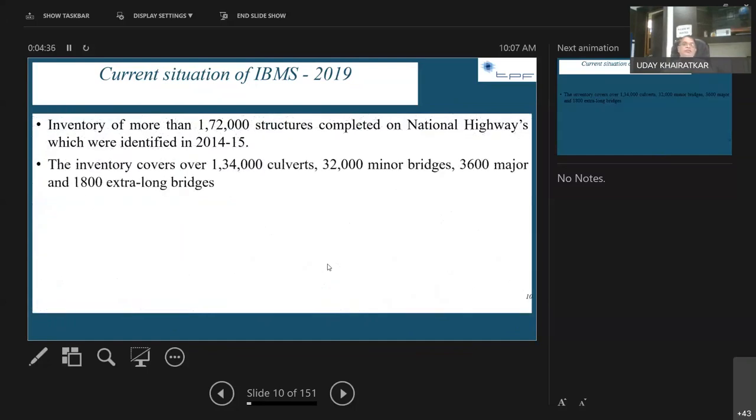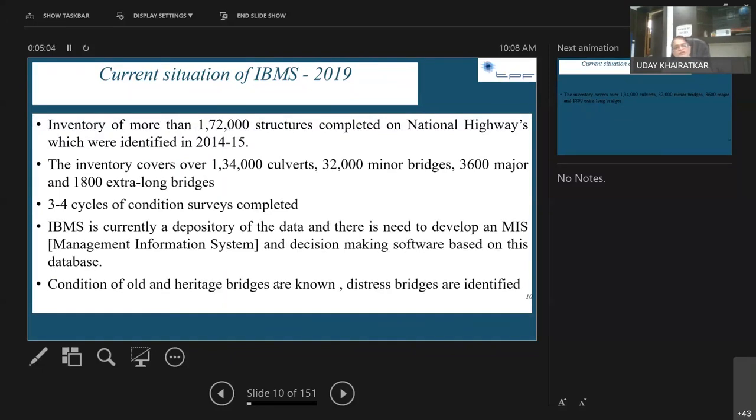Currently, as of 2019, an inventory of more than 1,70,000 bridges has been completed. The inventory covers 1,34,000 culverts, 32,000 minor bridges, 3,600 major and 1,800 extra long bridges. This data is only for the national highways. So 3 to 4 cycles of condition survey have been completed till 2019. IBMS is currently a depository of the data, and there is a need to develop a management information system and decision-making software based on this data. The condition of old and heritage bridges is known, and disused bridges are identified.